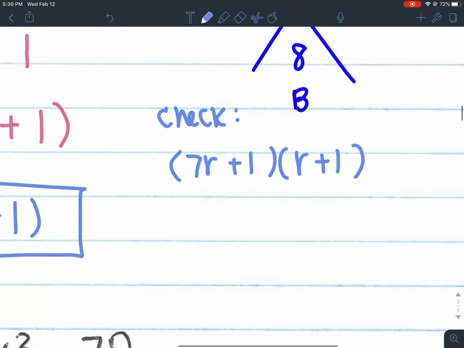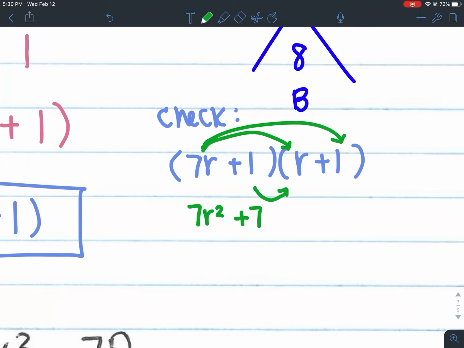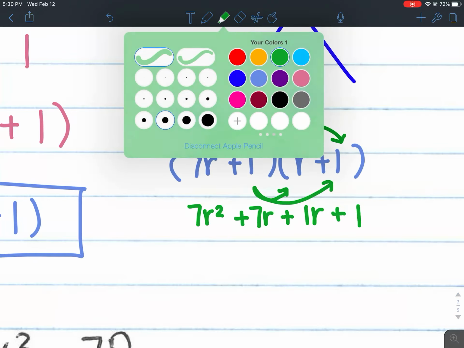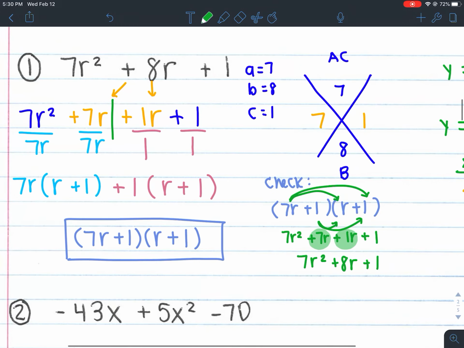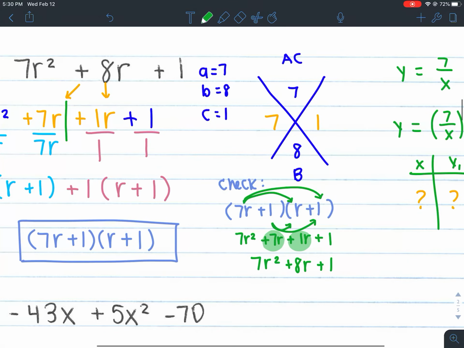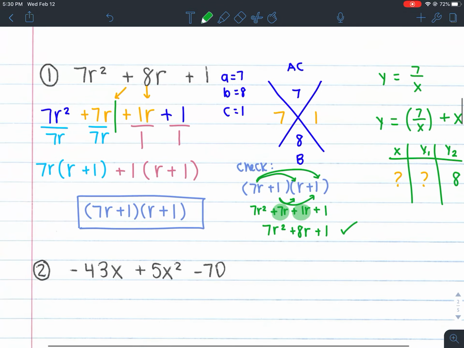So let's check this here. 7r times r is 7r squared. 7r times 1 is 7r. 1 times r is 1r, and then 1 times 1 is positive 1. Well, I have like terms. So I'd have 7r squared plus 8r plus 1. Is that what I started with? Yep. So again, we're undoing all the distribution.